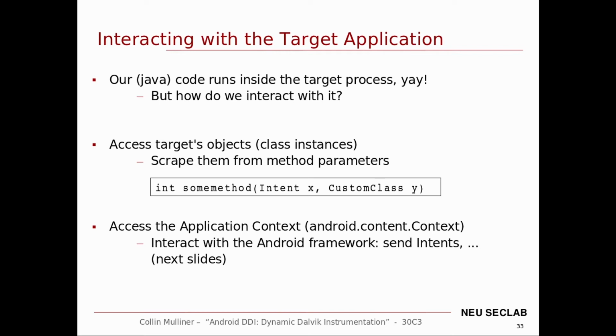But in order to interact with the application, you really need access to the application's objects, so to the class instances. And there are a couple of methods you can use for that, for example, method or parameter scraping. So you can just hook a method in the process that gets, for example, a context parameter passed in, like Android content context, and then we can just take the instance or the pointer to that class instance and pass it along to our instrumentation framework, which then can, for example, send intents in the system and so on.